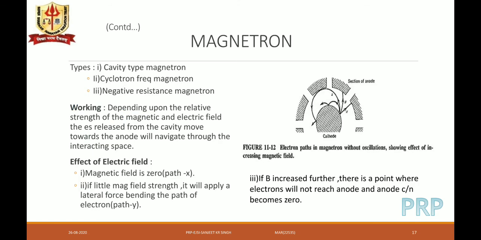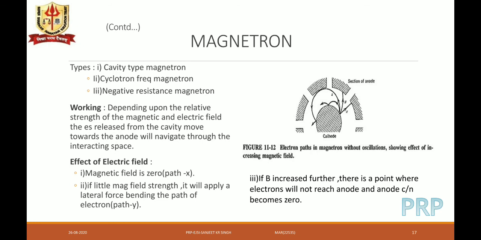So what are the types of magnetron? The cavity type magnetron, the one we are studying, then the cyclotron frequency magnetron, and the negative resistance magnetron. These are the different types of magnetron. For the cavity type magnetron, working depends upon the relative strength of the magnetic field created by the permanent magnet and the electric field. The electron beam radiated from the cathode moves towards the anode and navigates through the interacting space, the interacting chamber.